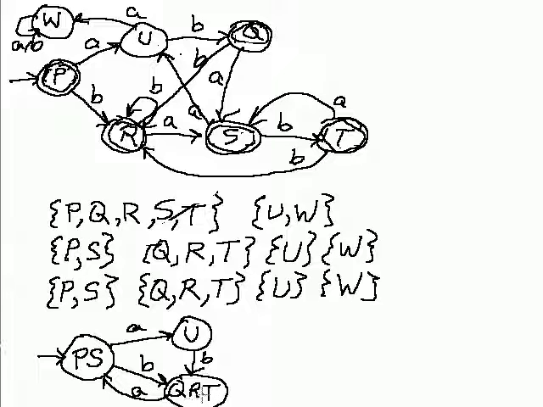What about Q on B? Q on B went to R. Well, where's R? R is here. So it just stays right here on B. And that's the end of our picture.